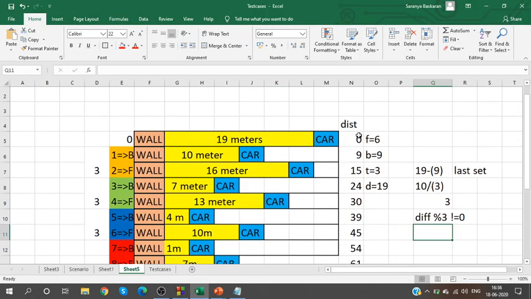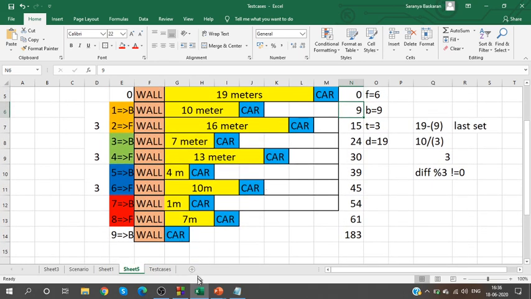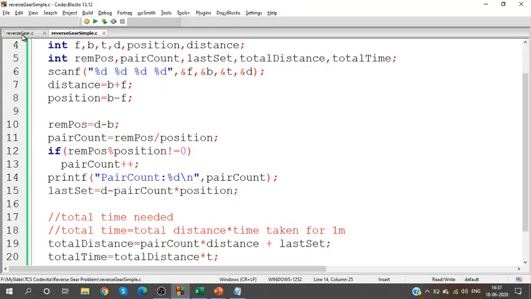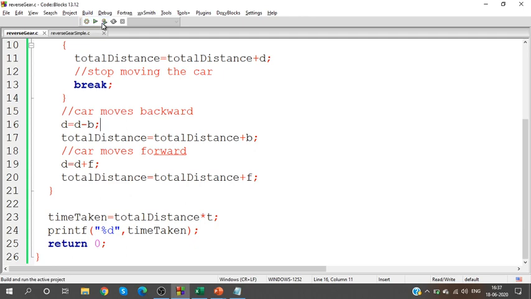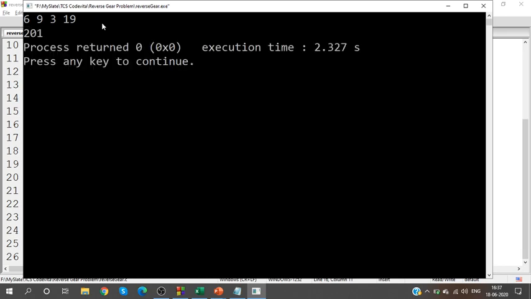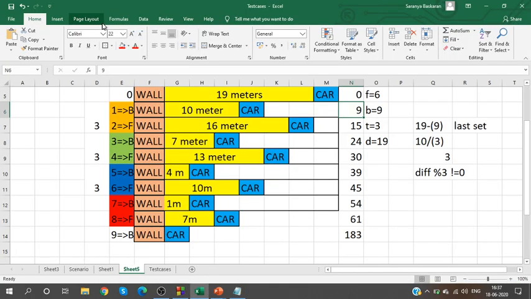Okay, initially 0 meters, then we traveled 9 meters. Okay, I'll try it with the naive solution. That will give us 6, 9, 3, 19. Okay, the answer is 201. Maybe I've made a mistake with the calculation. 9, then 6 plus 9 plus 6 plus 9 plus 6 plus 9. Okay, this is where I made a mistake.